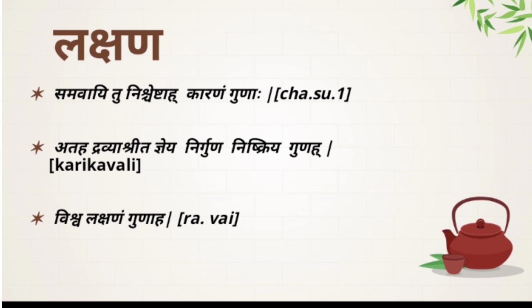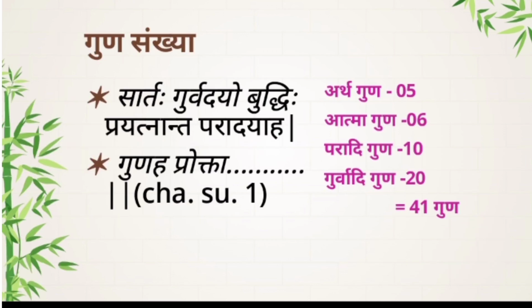Then according to Karikavali, Ataha dravyashrita gneya nirguna nishkriya gunaha. Ataha dravyashrita, it is present in the dravya. It takes ashraya in the dravya, and it is itself nirguna and nishkriya without a dravya. Vishva lakshanam gunaha, according to Rasa vishesha, the various characteristics are nothing but the gunas.